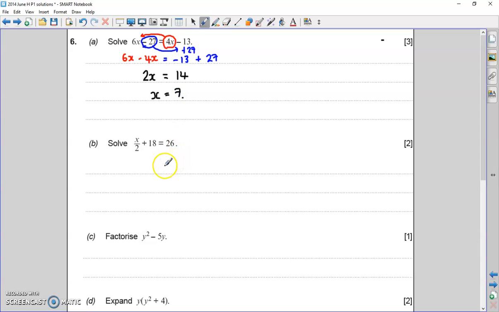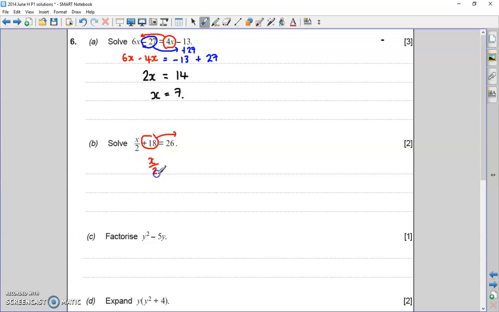Okay, part B, x over 2 add 18 equals 26. Okay, the add 18 is not part of the fraction, so the fraction was done first, it was divided first, and then the adding. So if we're going to work back to front, we'll need to take the plus 18 over. It'd be different if the plus 18 was part of the fraction, but it's not. So that goes to a minus 18.